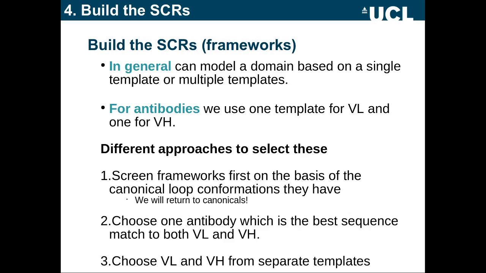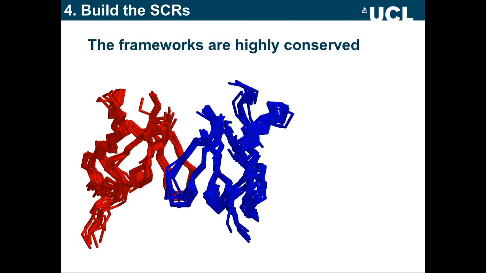Secondly, we can choose one antibody which has the best sequence match to both VL and VH together. And thirdly, we can choose the VL and VH from separate templates. So typically that would be done by taking into account these canonicals, but it might just be done on the basis of sequence identity or sequence similarity. Now the frameworks of antibodies really are very highly conserved.